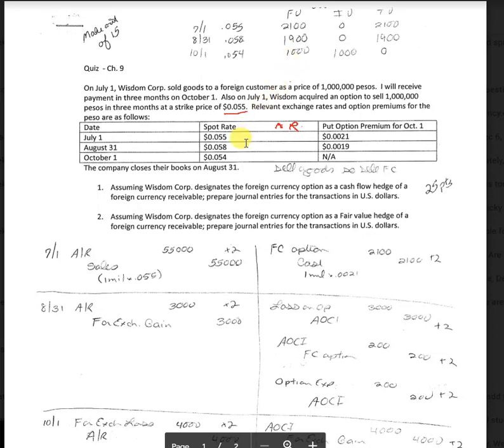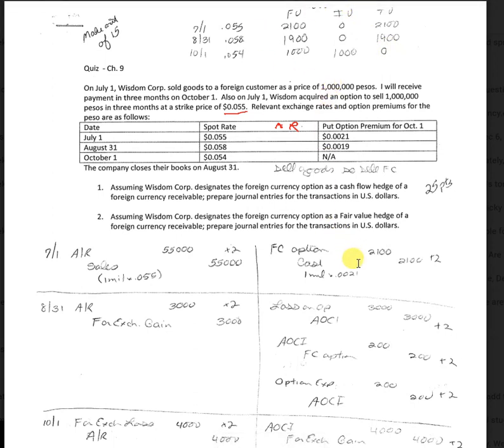The next one, would I rather sell it for 0.055 or 0.054? I'd rather use the option and sell it for 0.055. So the intrinsic value is 0.001, that difference. So my intrinsic value is 1,000. At the last date, the time value is always 0 because today is the day I settle it, so there's no time to adjust for. And so that's 0, so I have my little chart filled out.